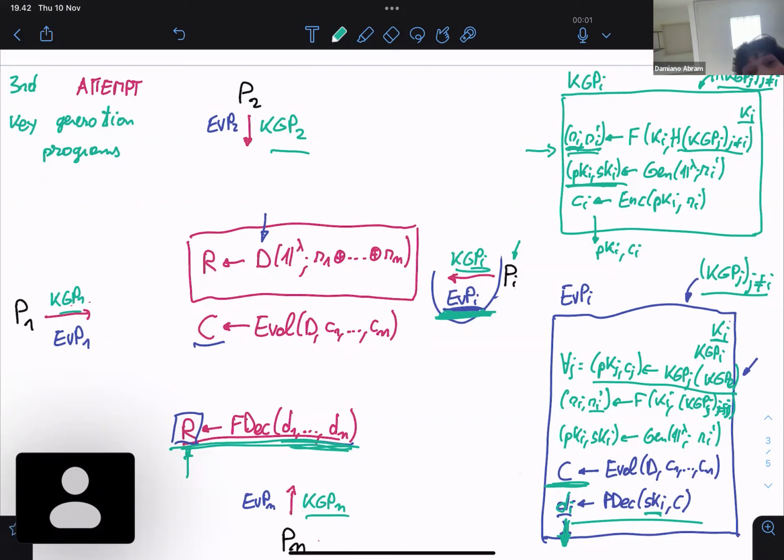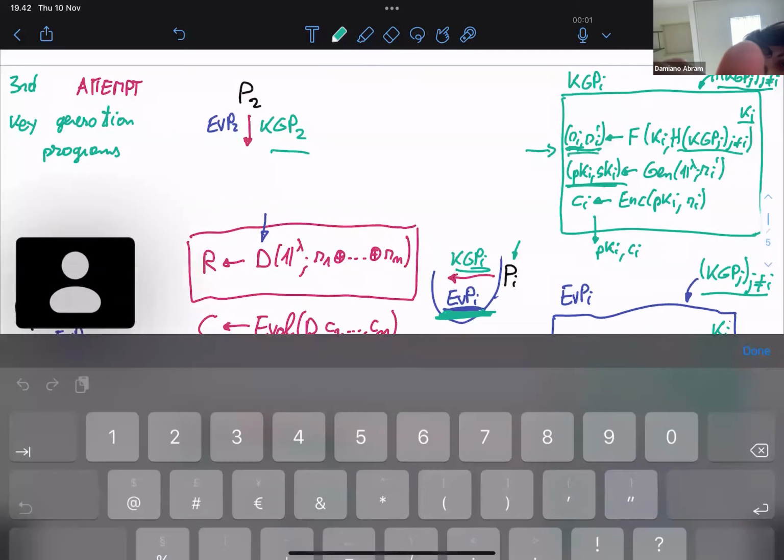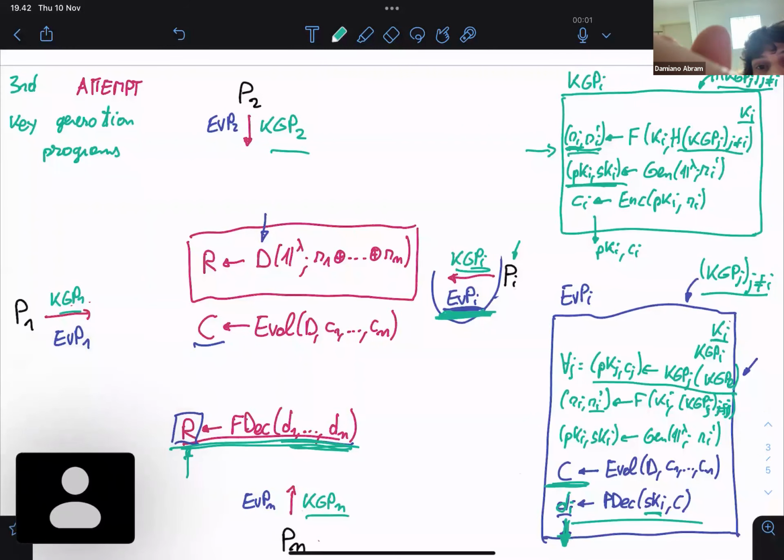Of course, I need to add a hash function down here too. In particular, the input to the PRF will be hashed, and also the key generation programs, but we still give the full programs to the evaluation program because we need to evaluate them inside the code of EVP_i. After this modification, we obtain a working distributed sampler that is secure. And this is the final solution.